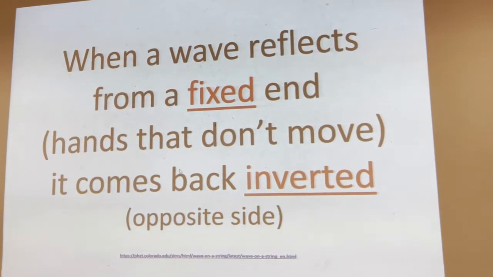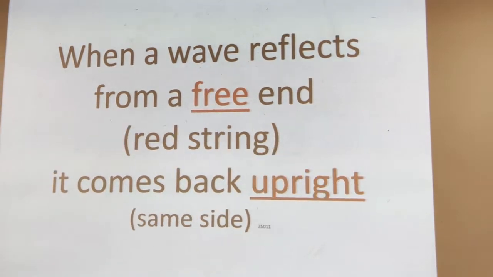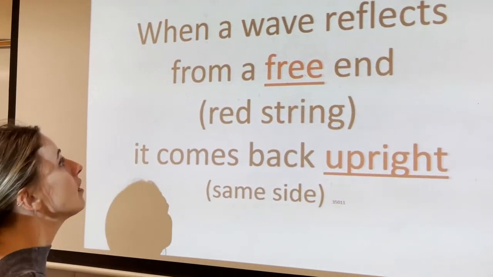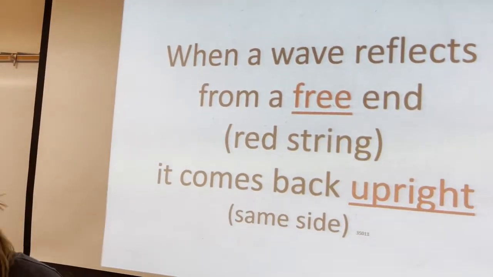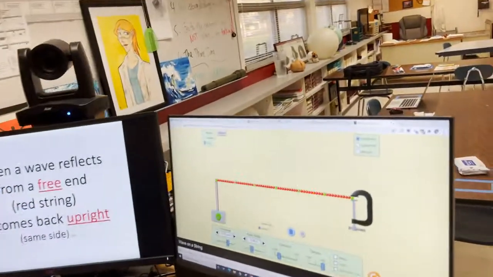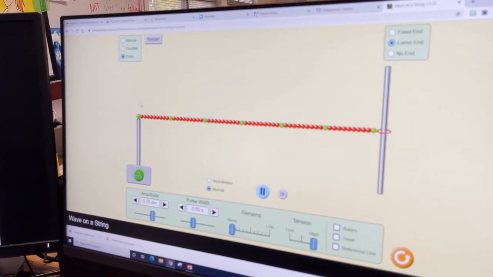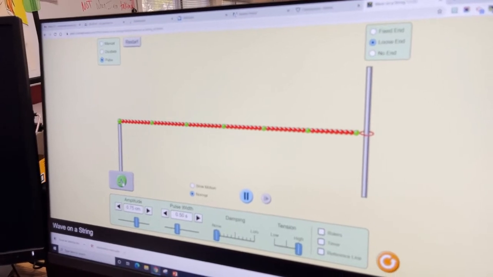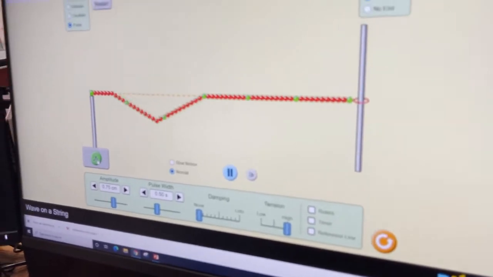Okay. And our next definition here. When a wave reflects from a free end, like when we had with the string, our red string, it comes back upright, on the same side. I'm going to change it to loose end like that. And here we go. I'm going to send a pulse on this side. What side will it come back on? It's free to move. It should come back on the same side. And it does.